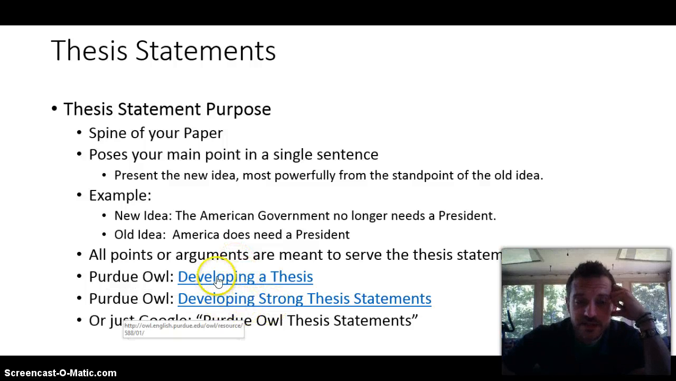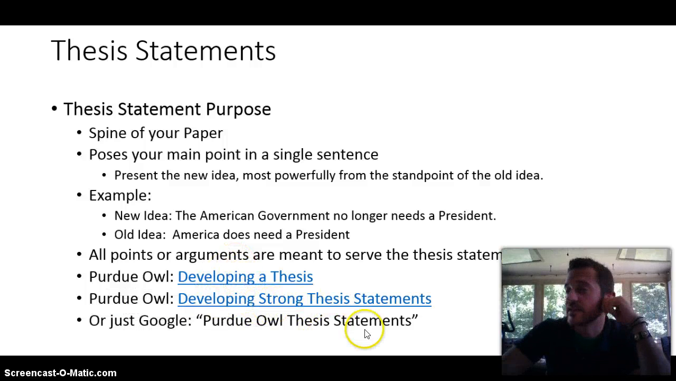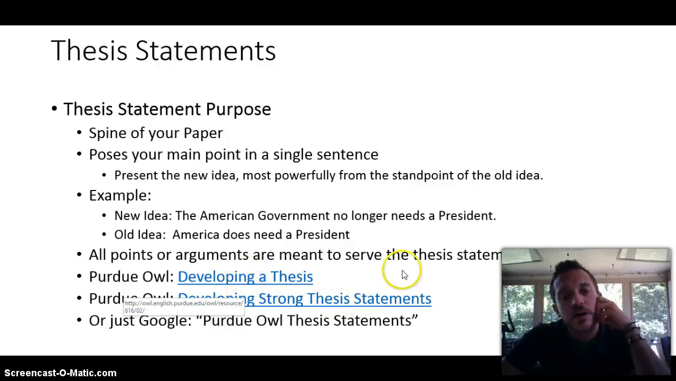Here are some resources on thesis statements, but in the next module, I want you to review the research paper resources at Purdue OWL, and this stuff is going to be there.